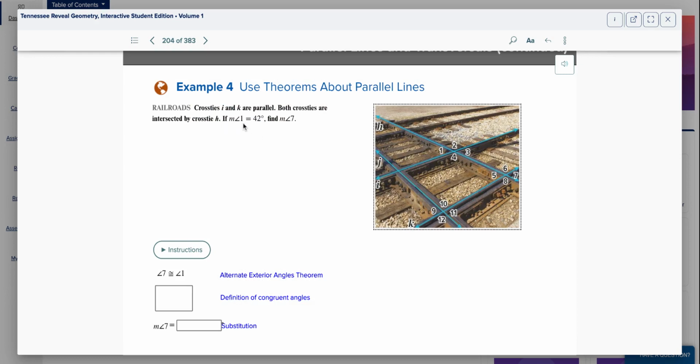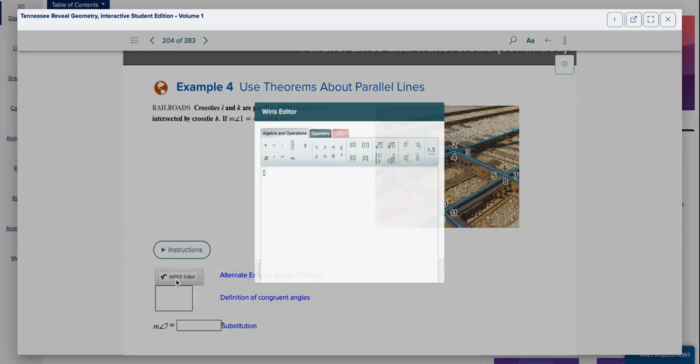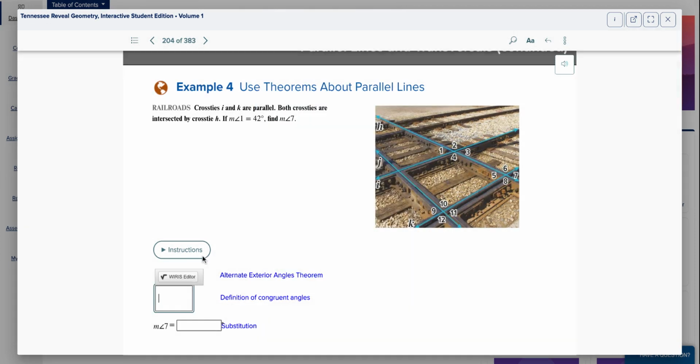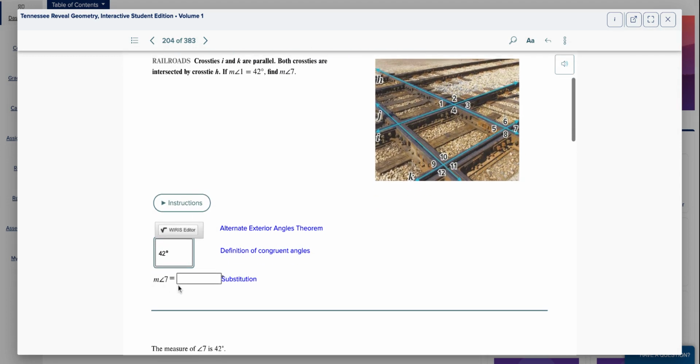Parallel. All right, it tells me angle 1, which is this little acute angle right here at the corner of H and I, is 42. And they want me to find angle 7. So listen. Angle 1 is acute. So is 3. So is 5. So is 7. They are all equal to each other. They are congruent angles. So if angle 1 is 42, then angles 3, 5, and 7 are all 42 degrees. So I'm going to put 42, and I'm going to come over here and get my little degree mark. All right, so angle 7 is 42 degrees.